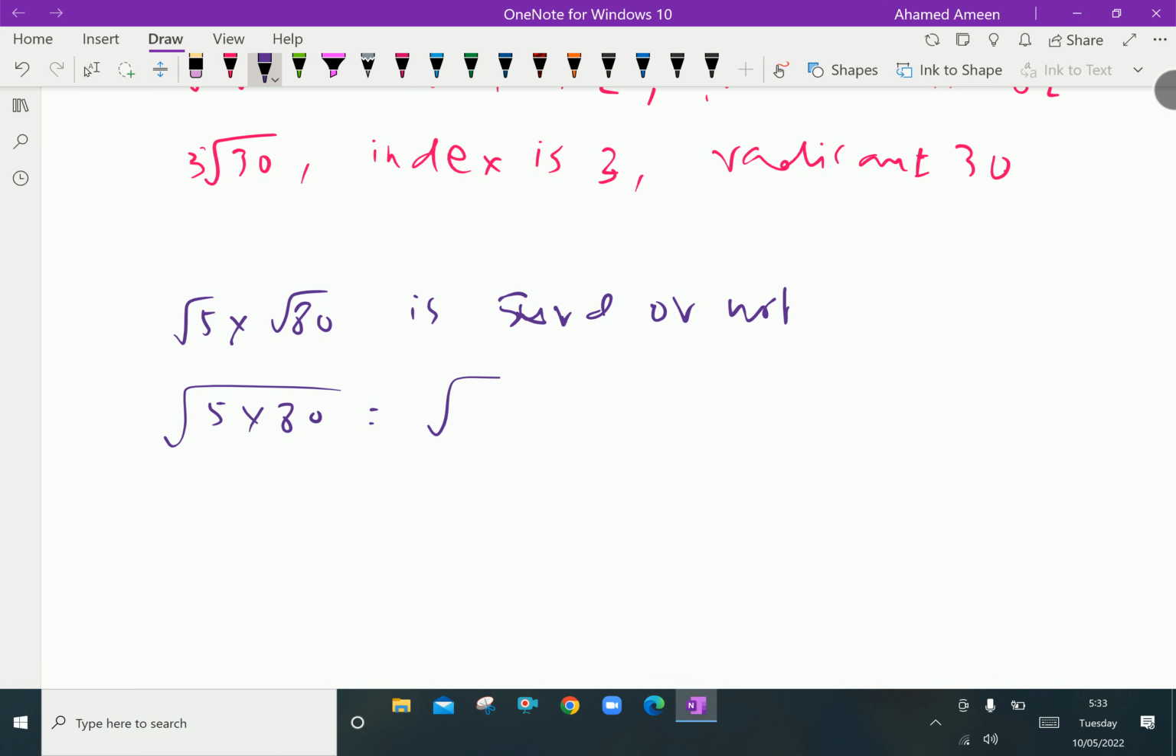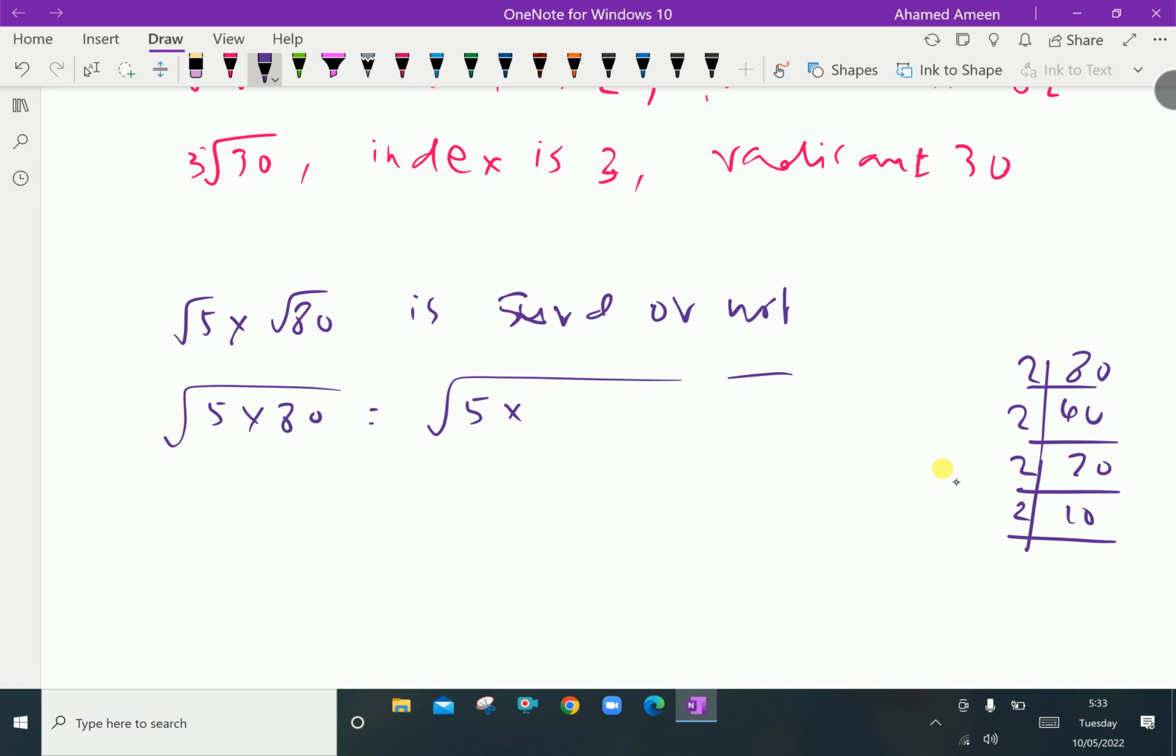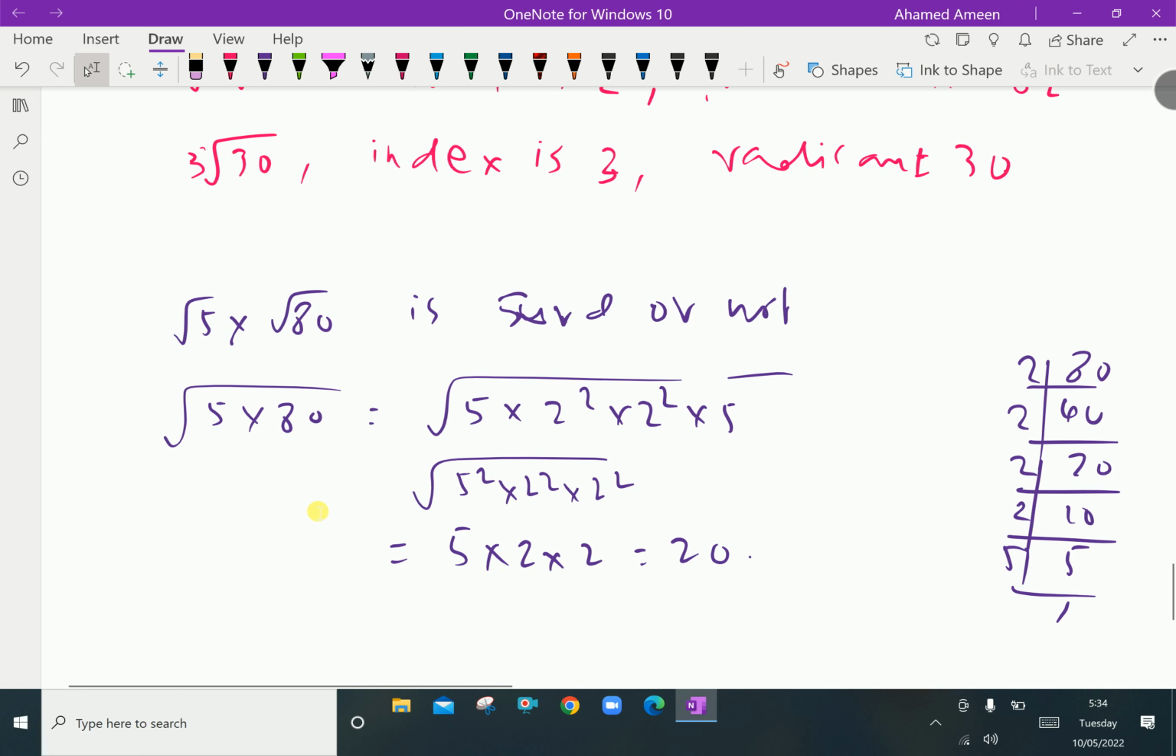Here 5 into 80 can be split as 2 into 40, 2 into 20, 2 into 10, 2 into 5, 5 into 1. So here we can write as 2 square into 2 square into 5. Here 5 further we can write as 5 square, 2 square, 2 square, because 5 appears two times. So take out 5, 2 into 2, that is 20. Therefore root 5 into root 80 is not a surd because 20 is not a surd. That means square root of 5 into square root of 80 is not a surd because there are no radicals.